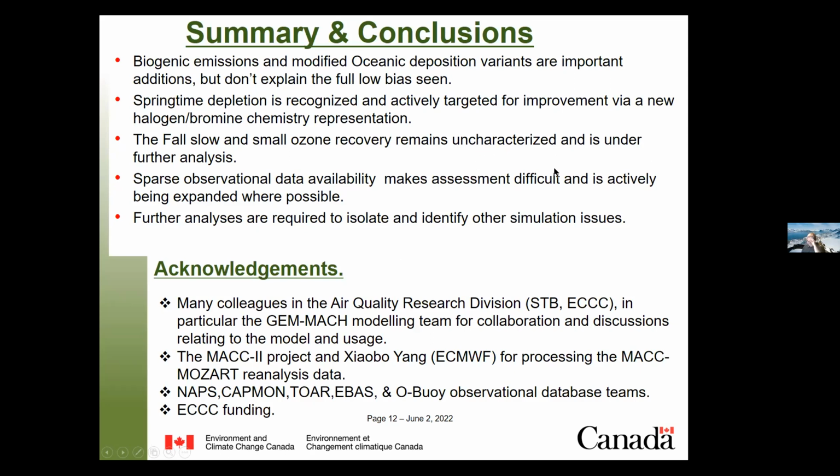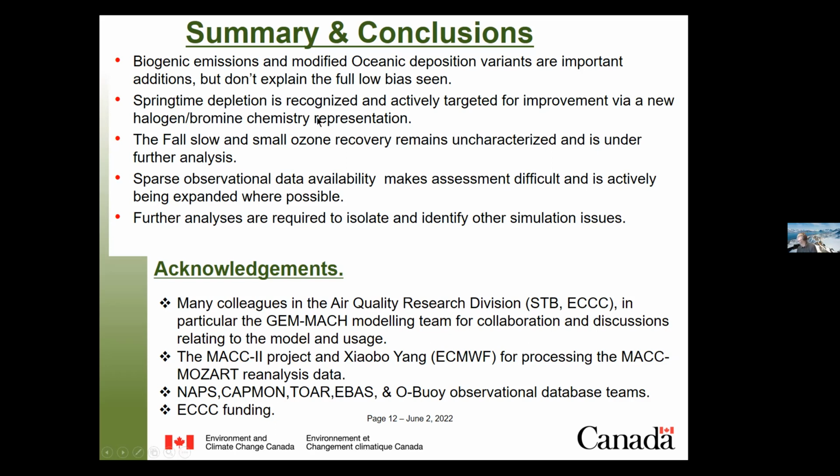So I hope what I've tried to say is that the model has an ability, and there were several variants identified initially that were important and have made an impact overall, but don't explain the full low bias that is seen. We know that springtime depletion was a problem and is recognized. And as I say, you may have heard a talk earlier in the CMOS presentation by my colleague Kenjiro Toyota, who is actively building and has built a bromine chemistry representation.